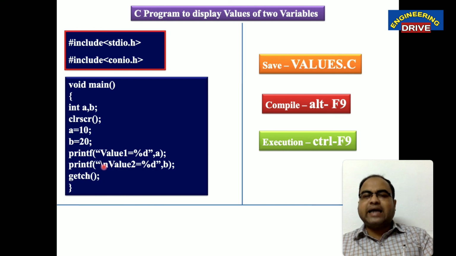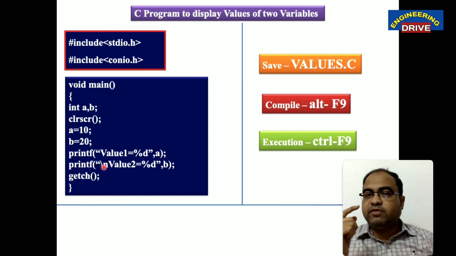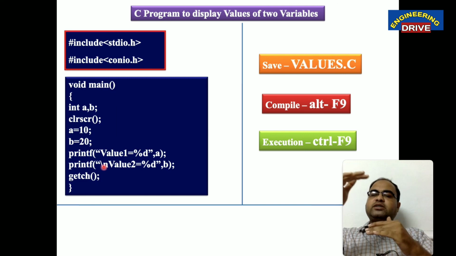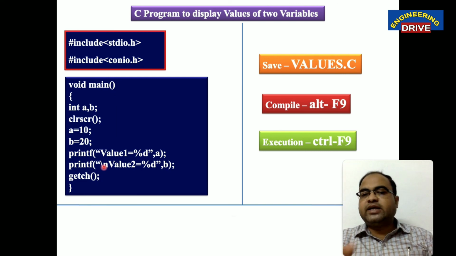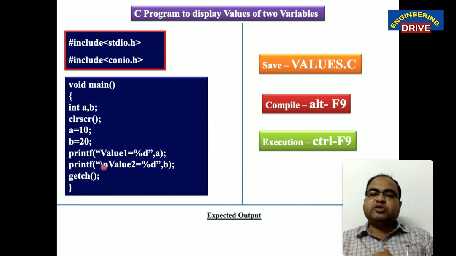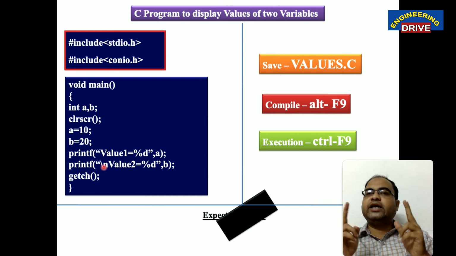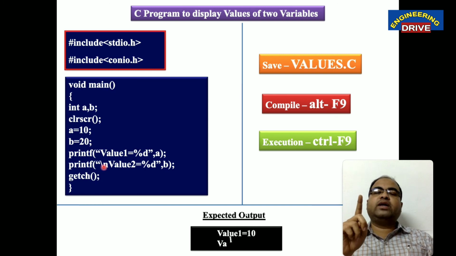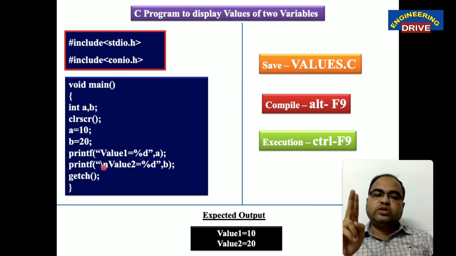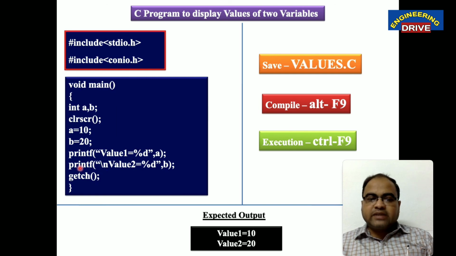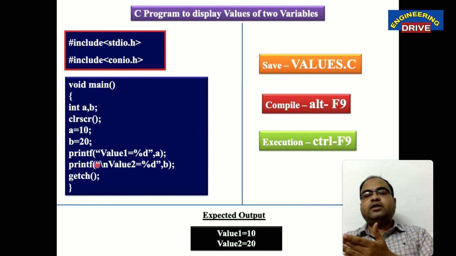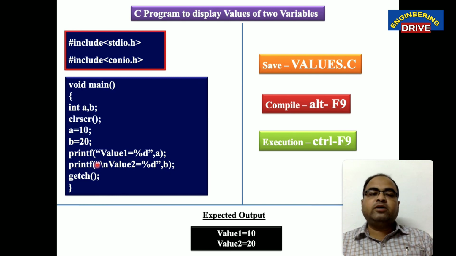Why have I written \n here? If you have watched my previous video, you will be able to tell the answer. The reason I have kept \n is that I want the second output on a new line. So let us see the output now. The expected output of this program will be 2 lines. Line number 1, value 1 is equal to 10, and value 2 is equal to 20. If you skip \n, value 2 is equal to 20 will come on the side of value 1 is equal to 10, which I don't want. Because of that I kept \n.